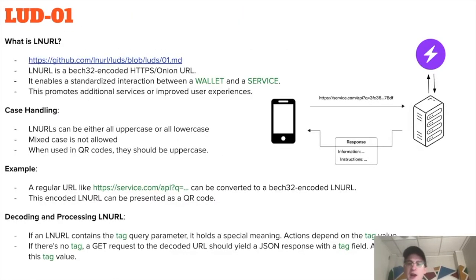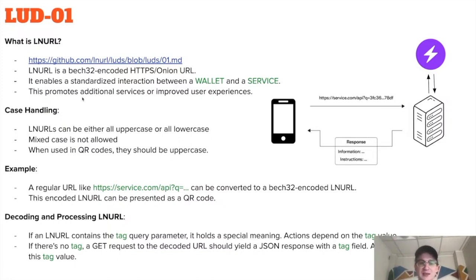Cool. So now we're actually going to get into the spec, and we're going to start by looking at LUD 01 here. Let's go over this bullet point chart, and then we'll look at the actual spec, which is right here. So what is LNURL? It is a bech32 encoded https/onion URL. So it's just a URL that's encoded with bech32 that makes it look similar to a SegWit address, because that's the same encoding as a SegWit address.